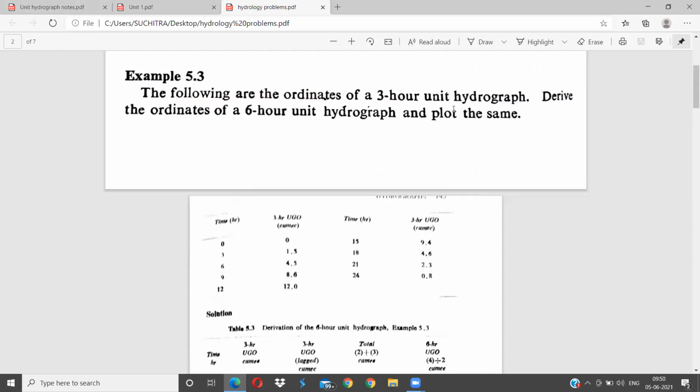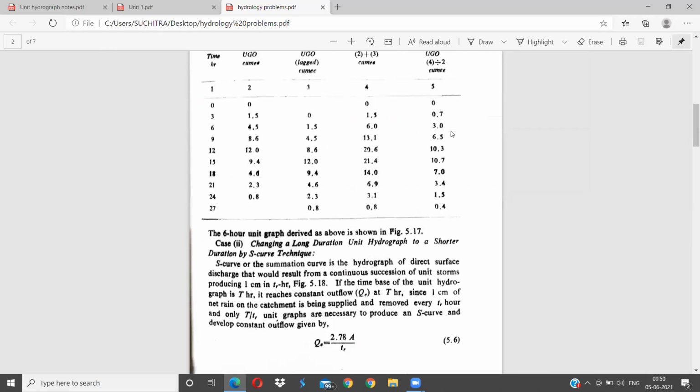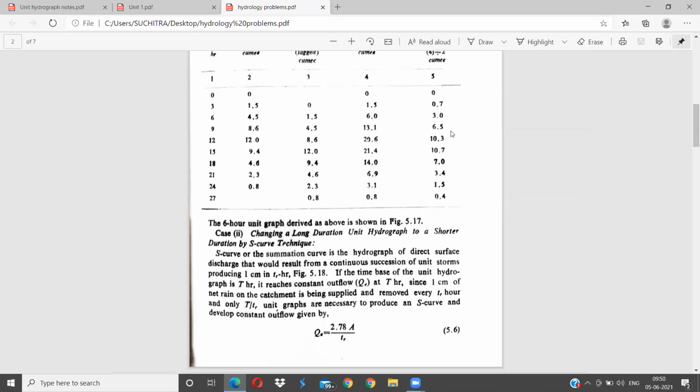So these are the ordinates of the 3-hour unit hydrograph, and you can derive the ordinates of a 6-hour unit hydrograph. Or else you may have ordinates of a 4-hour unit hydrograph, and you can derive an 8-hour unit hydrograph from the given 4-hour unit hydrograph ordinates. That means you have to lag it by 4 hours, such that the longer duration unit hydrograph is an even multiple of the short duration.